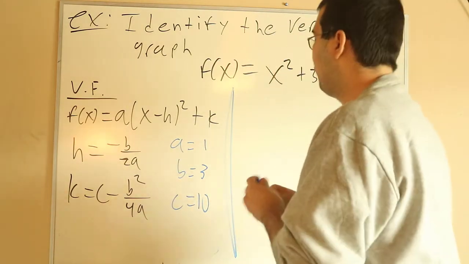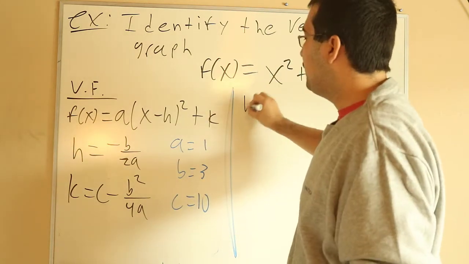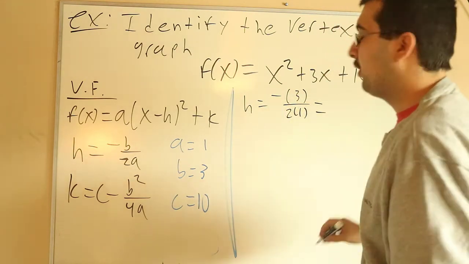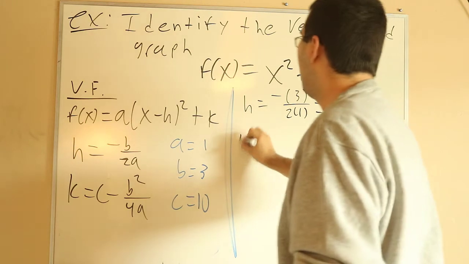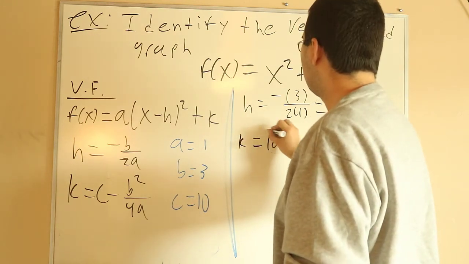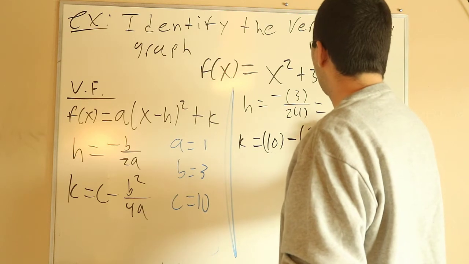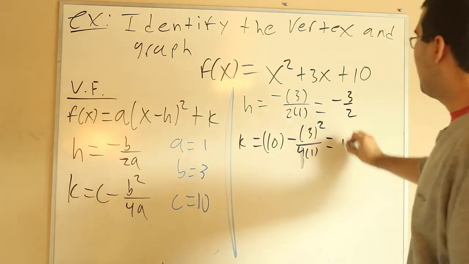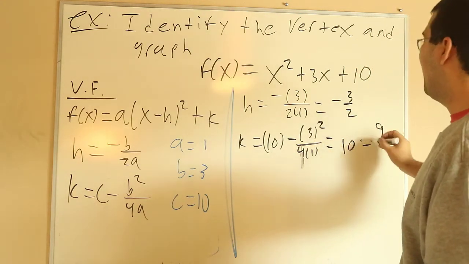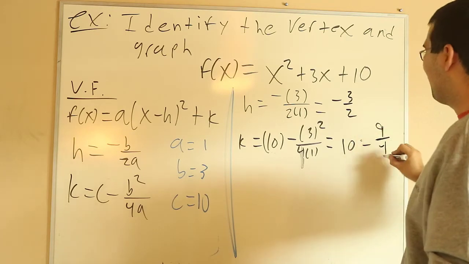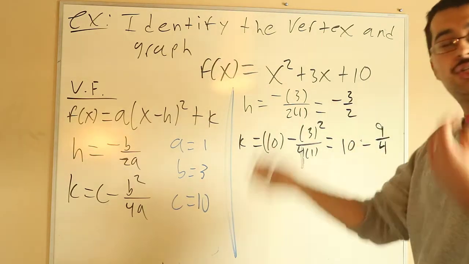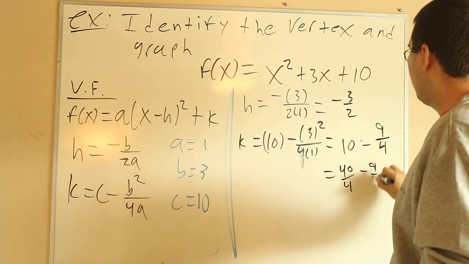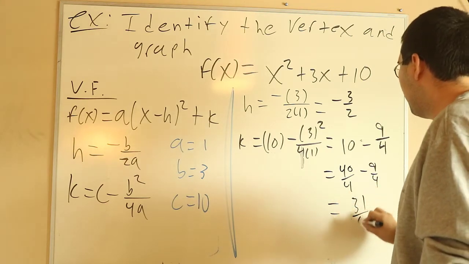So then, plugging into my formula, I get that h equals minus 3 over 2 times 1. So in other words, h is minus 3 over 2. And k is 10 minus 3 squared over 4 times 1. Right, so 3 squared equals 9. So this will equal 10 minus 9 over 4, right? And then we can just simplify down from here. So 10 can become 40 over 4 minus 9 over 4. So we get a k value of 31 over 4.